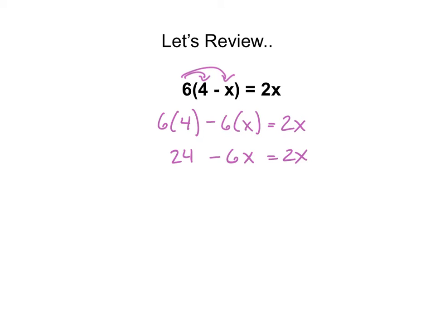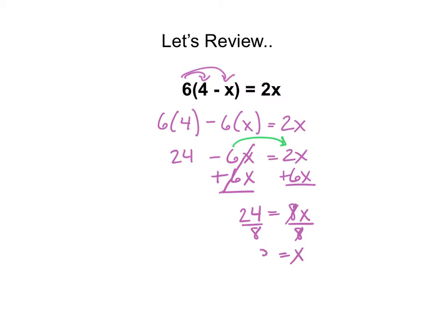Now I need to move the negative 6x onto the other side with the 2x, and I'm going to do that by adding its opposite, which is going to be a positive 6x. When I add a positive 6x to a negative 6x, these will cancel and leave me with 24 on the left side of the equation. 2x plus 6x will be 8x, and if I divide both sides by 8, my 8's will cancel and leave me with x is equal to 3.